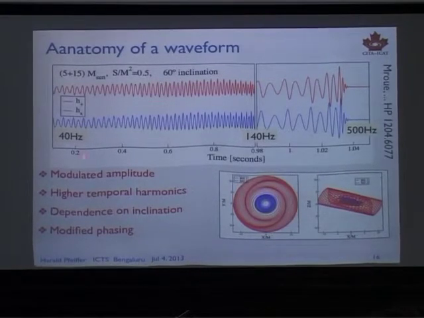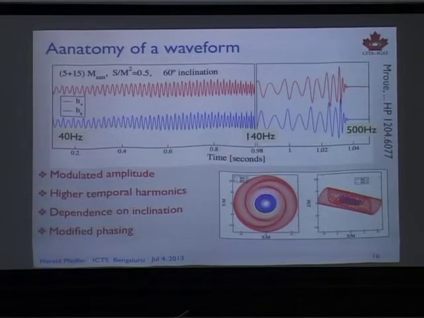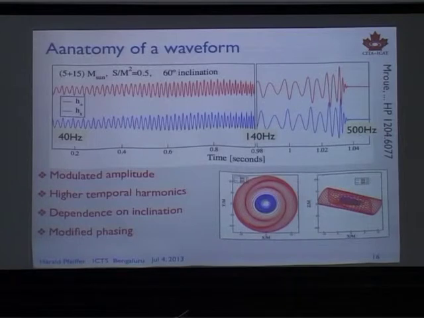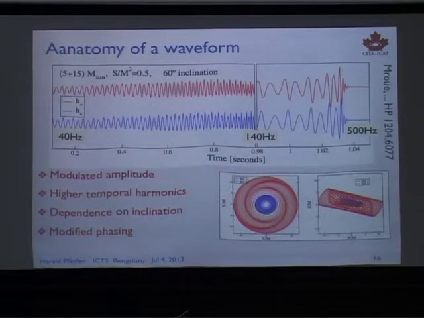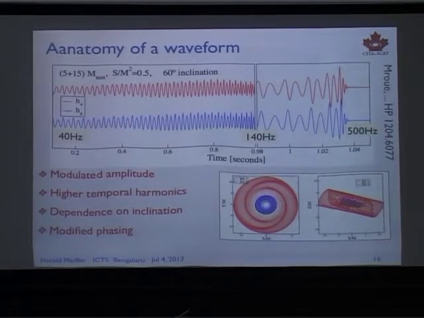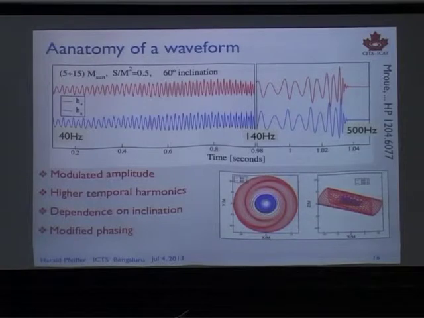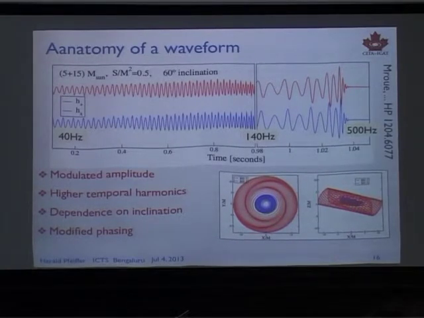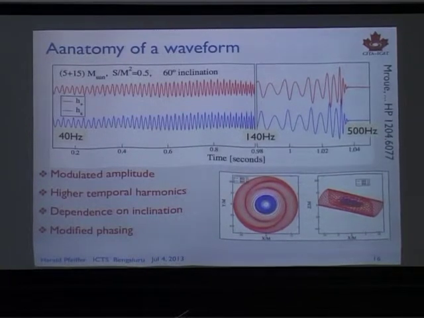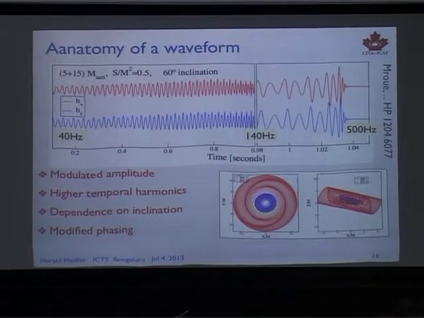And also there is now a modulated amplitude, which arises because of the spins. We have precession of the orbital plane indicated down there. And as the orbital plane might be more or less edge on, this impacts the amplitude of the gravitational waves. The waveform will look different depending on the overall inclination of the source. This is a moderately precessing binary, so there's a reasonably well-defined average inclination.